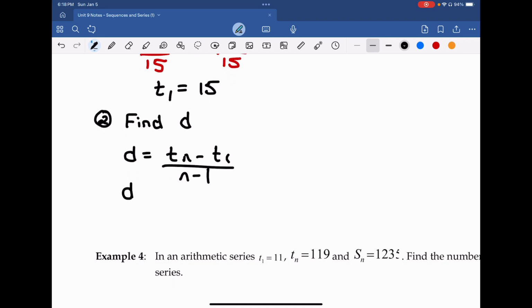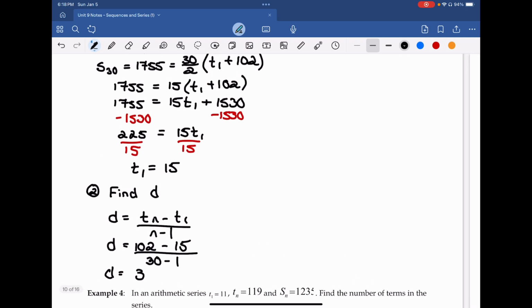So this will give us D is equal to Tn, which we're going to use our T30, which is 102, minus our T1, which is 15, divided by, if there were 30 terms in the sequence, or 30 terms until that T30, then we're going to go 30 minus 1. This gives us a common difference in our calculator of 3. So we add by 3 every new term we go to.